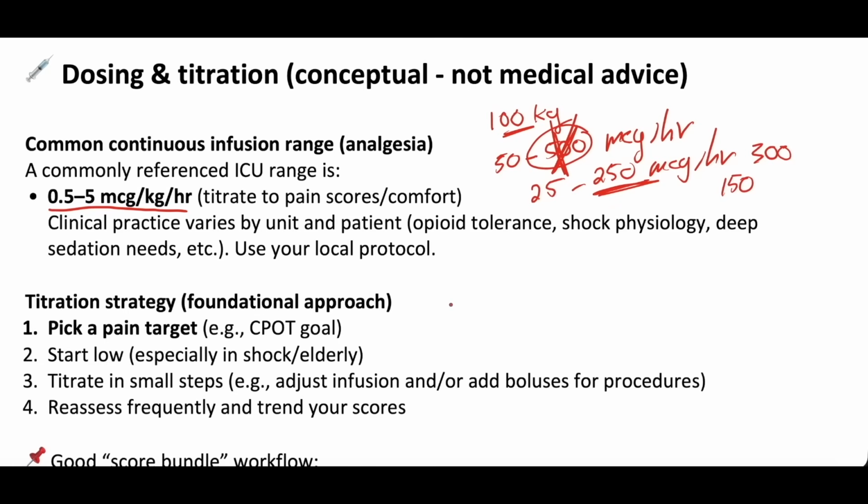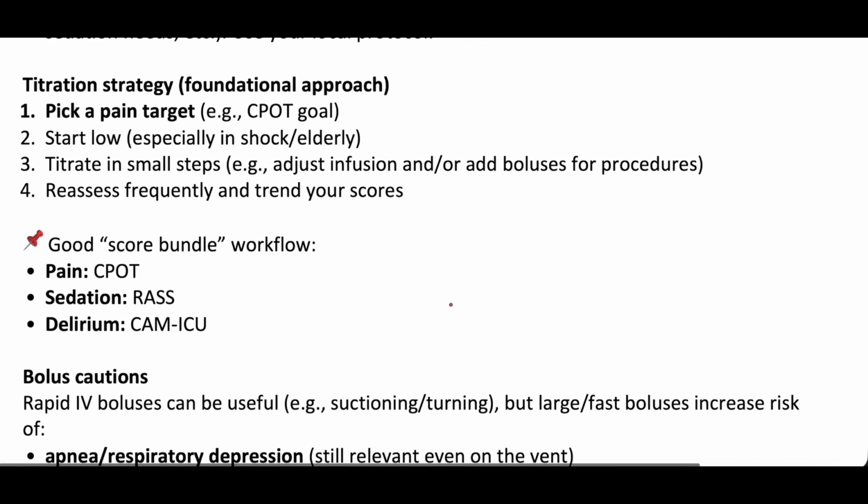Titration strategy, just kind of a foundational approach. First, pick a pain target, right? What are you titrating your fentanyl to? Commonly, we use that CPOT score. What is your CPOT goal? Start low, right? There's no reason in just starting this at huge doses, and titrate in small steps while reassessing frequently. And remember that CPOT is for pain, your RASS score is for sedation, and your CAM ICU is for delirium. And we have episodes on all these. If you search Whiteboard Medicine, search CPOT or RASS or CAM ICU.